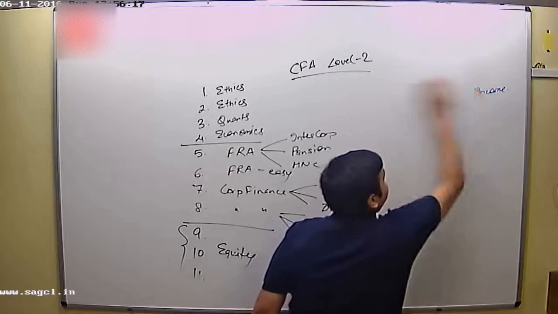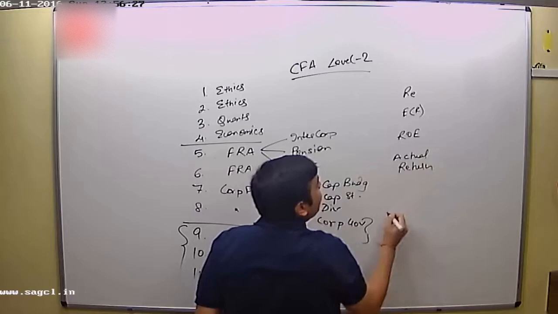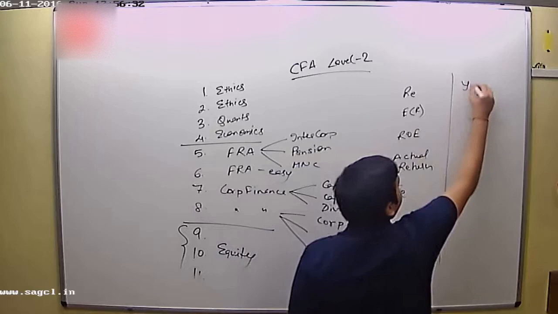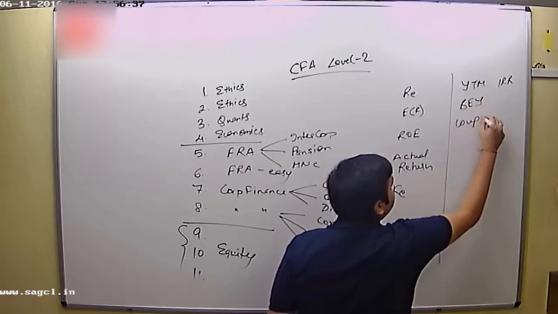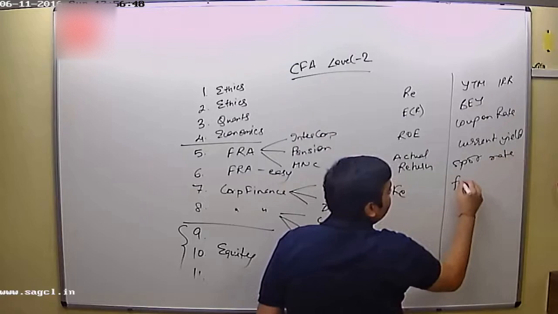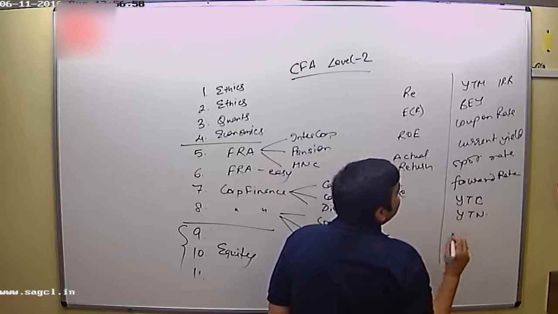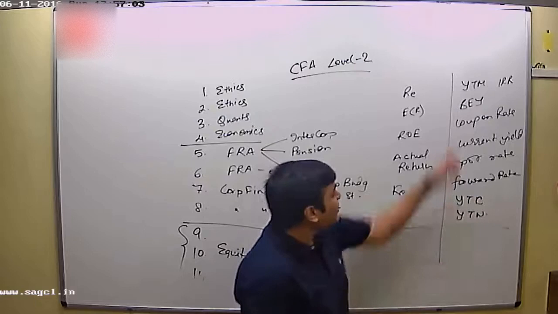Suppose I ask you the difference between this? Or if I ask you the difference between YTM, IRR, BEY, coupon rate, yield to call, yield to worst, kuch bhula? So what's the difference between all these? If you're conceptually clear, you should know all the differences. If you understand, you should know the differences between these.